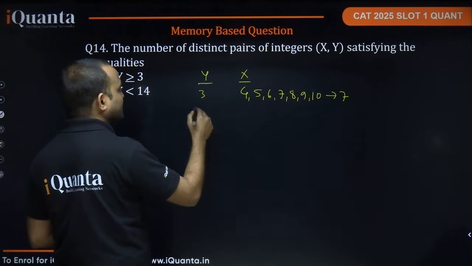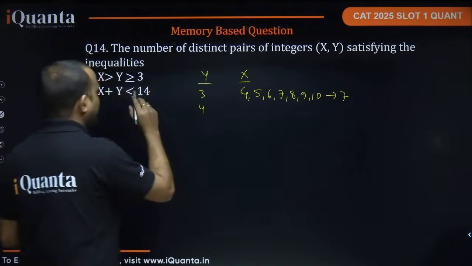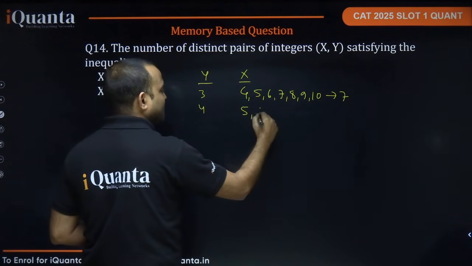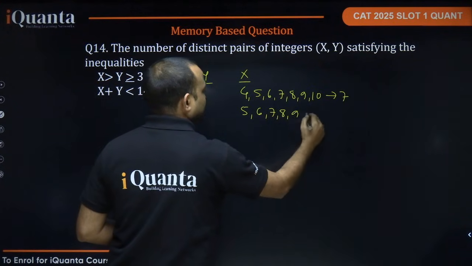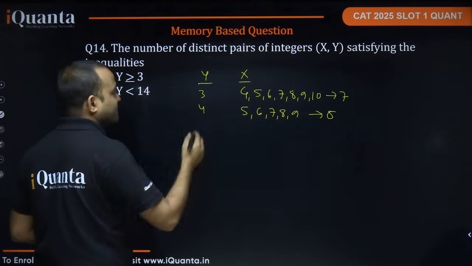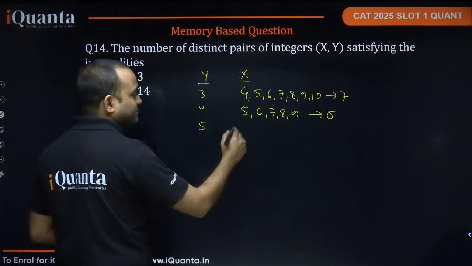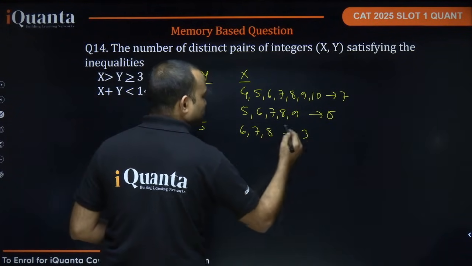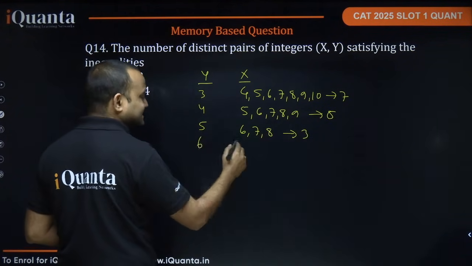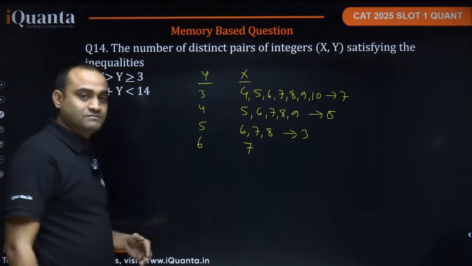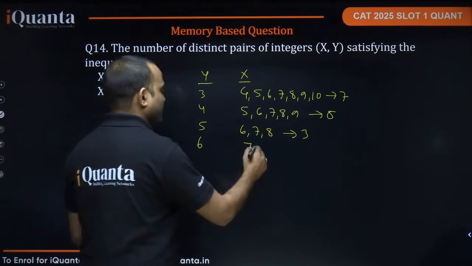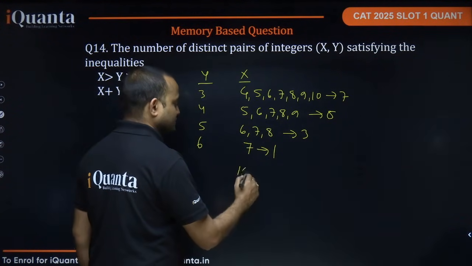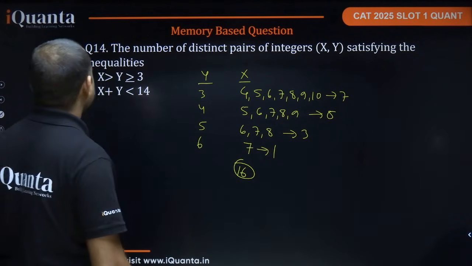10 plus 3, 13. If I take y is equal to 4, 14 minus 4 is 10, so the maximum I can take is 9. Minimum 5: 5, 6, 7, 8, 9. 5 such values. If I take y is equal to 5, then minimum 6 and maximum 8: 6, 7, 8. There are 3 possible values. If I take y is 6, then there will be only one value, which is 7. No further values for x and y. So total 7 plus 5 plus 3 plus 1, 16 such pairs are possible.